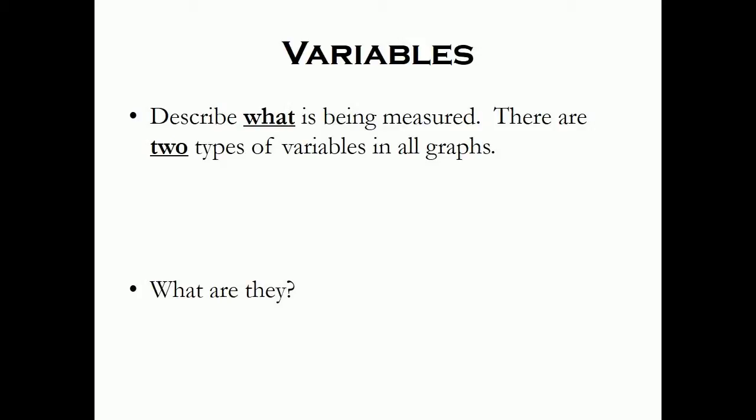Next, there are the variables. What are they? Oh, yes. They do describe what is being measured. But how many are there in the experiment, and how many do I need to show in the graph? And where do I put them?